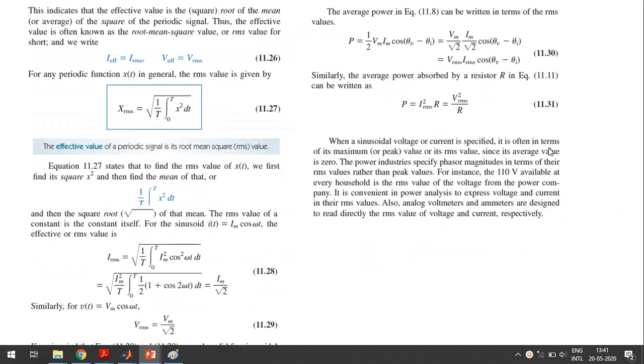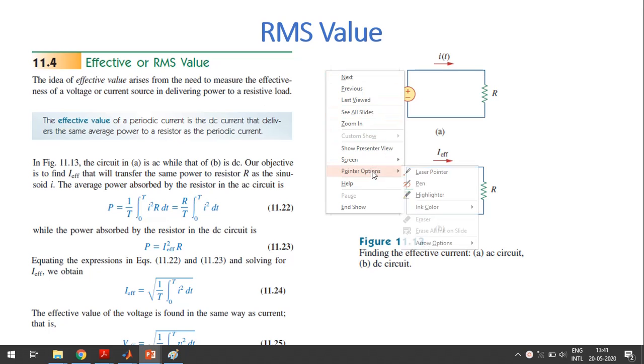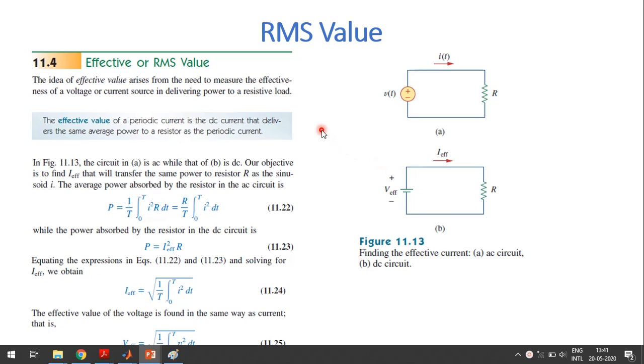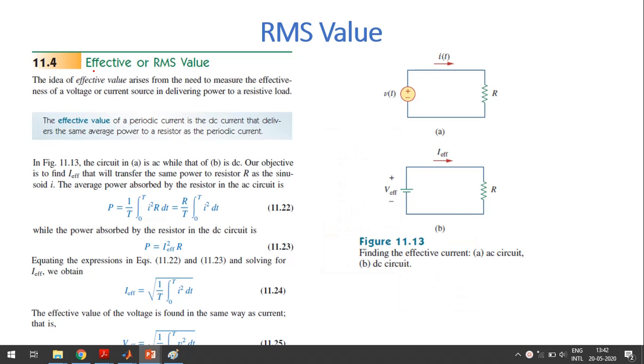RMS value is also known as effective value. This idea of effective value arises from the need to measure the effectiveness of a voltage or current source in delivering power to a resistive load.